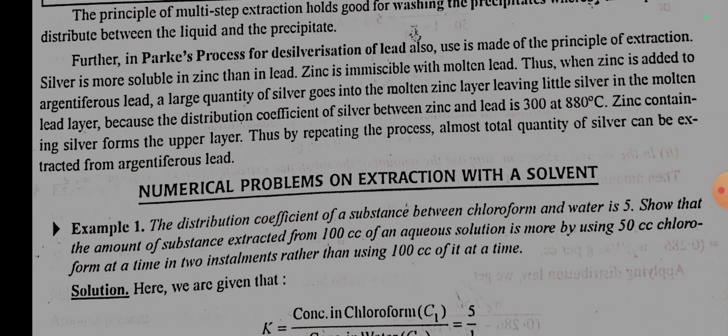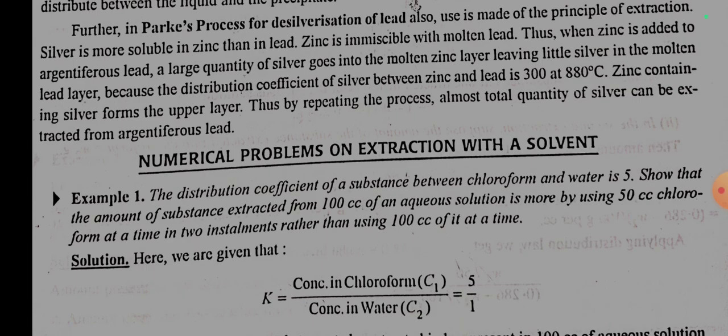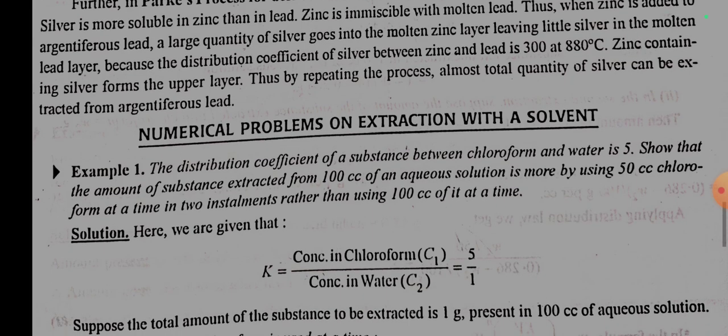Silver is more soluble in zinc than in lead. Zinc is immiscible with molten lead. Thus, when zinc is added to argentiferous lead, a large quantity of silver goes into the molten zinc layer, leaving a little silver in the molten lead layer. Because the distribution coefficient of silver between zinc and lead is 300 at 880 degrees Celsius, the zinc containing silver forms the upper layer. Thus, by repeating the process, almost the total quantity of silver can be extracted from argentiferous lead.